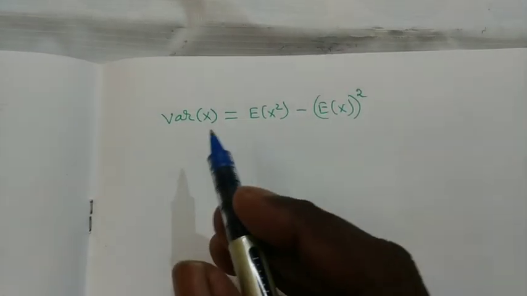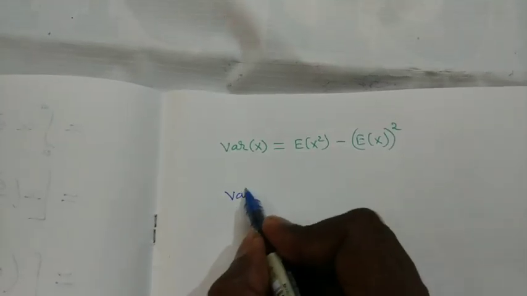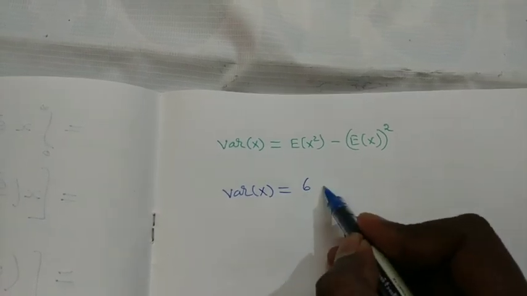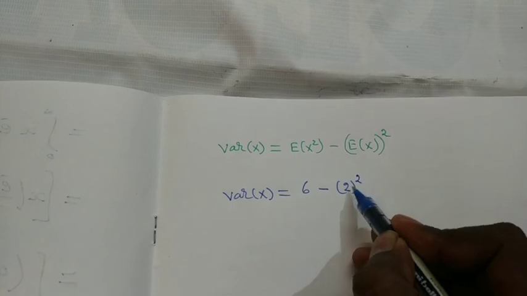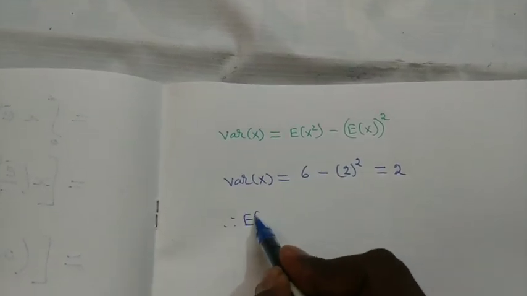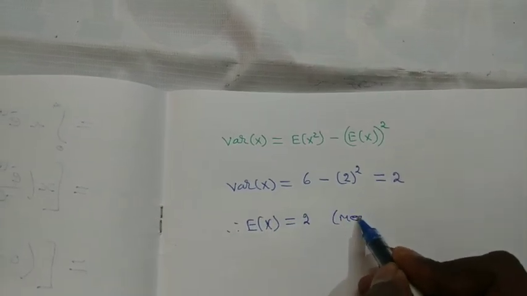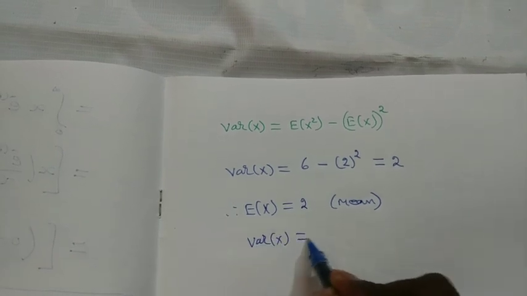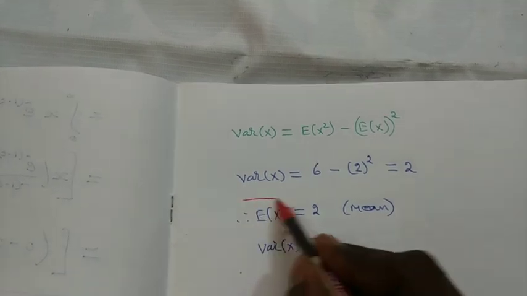So next, to find variance of x, E of x square minus E of x the whole square. So variance of x is equal to E of x square, which is 6, already we found, minus E of x, which is 2. 2 the whole square is 4, 6 minus 4 is 2. Therefore E of x is equal to 2, that is mean is 2, and variance of x is also 2. So this is the answer of the problem.